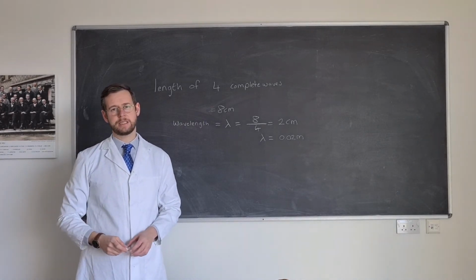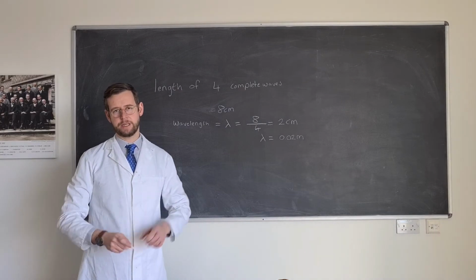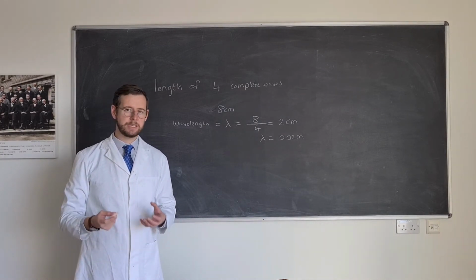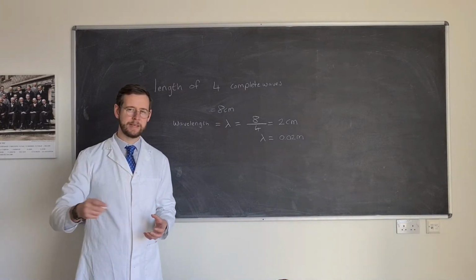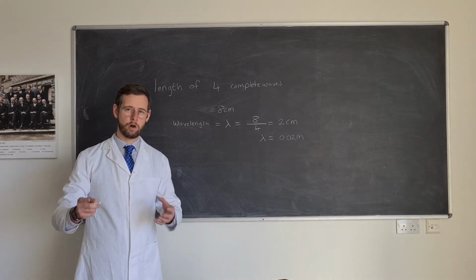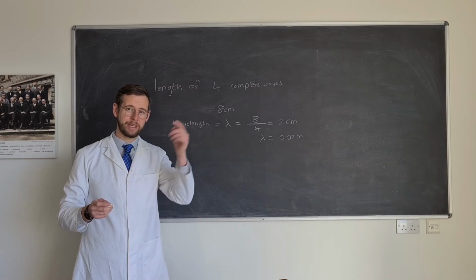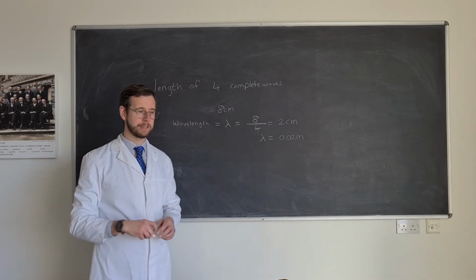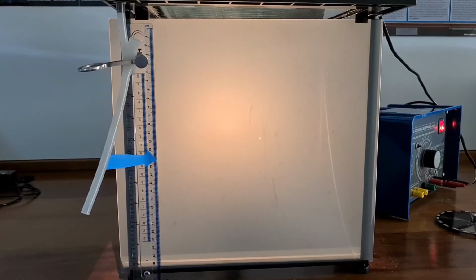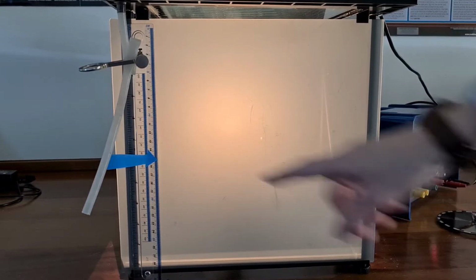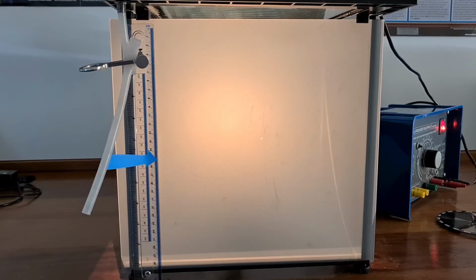The next thing we need to measure is the frequency. Frequency is defined as the number of complete waves that occur in 1 second, or the number of complete waves that go past a point in 1 second. So now we need to measure the number of waves that go past in 1 second. Go past where? This arrow is the point we're going to measure them going past.